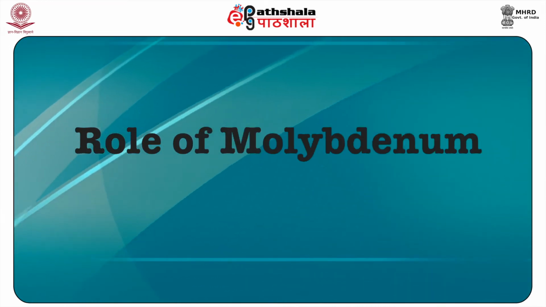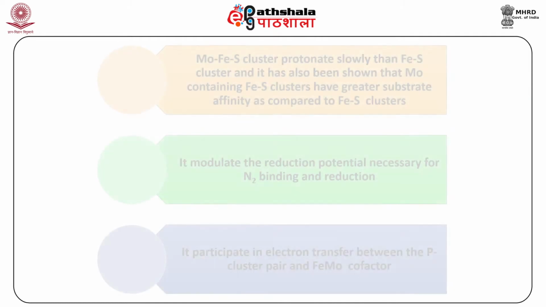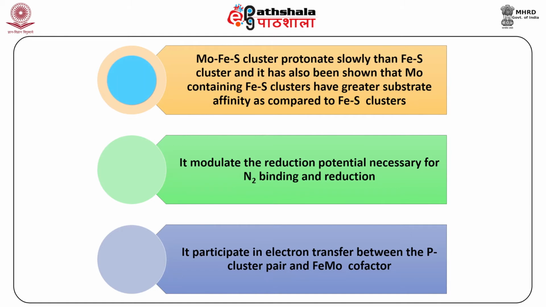Role of molybdenum. It affects the reactivity of the cofactor involved in nitrogen fixation. The molybdenum atom slows down the protonation of the cluster at the active site, which suppresses the production of dihydrogen. It also maximizes the possibility of dinitrogen binding to that active site. Molybdenum iron sulfur cluster protonates more slowly than iron sulfur cluster, and it has also been shown that molybdenum containing iron sulfur clusters have greater substrate affinity as compared to iron sulfur clusters.